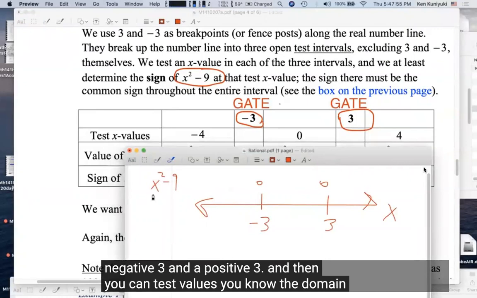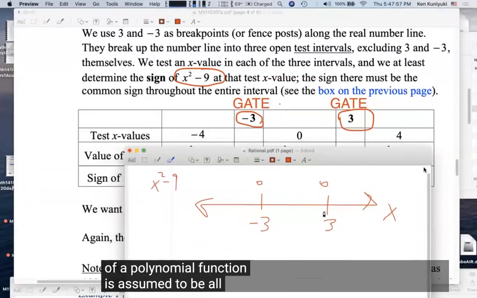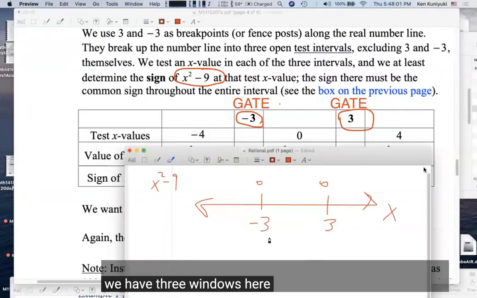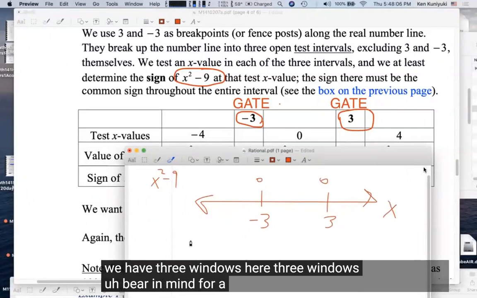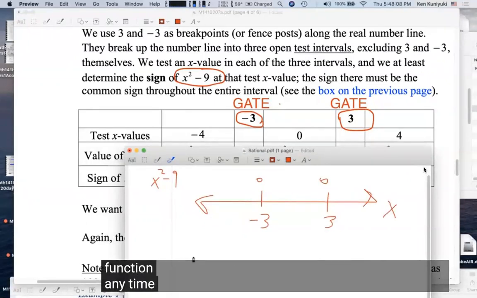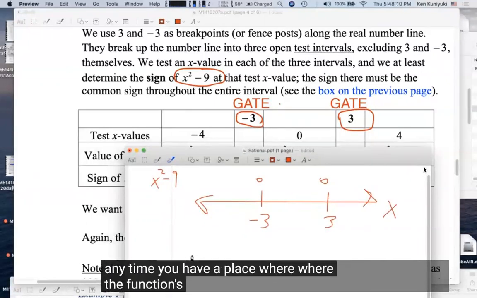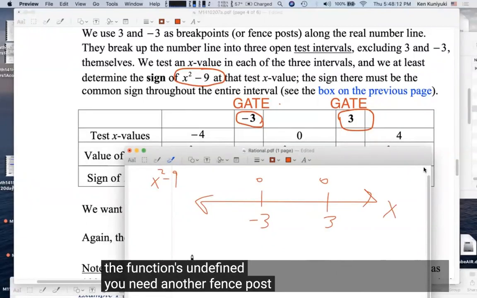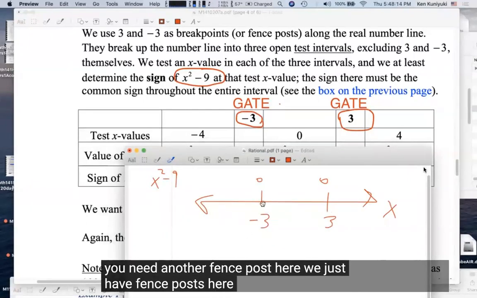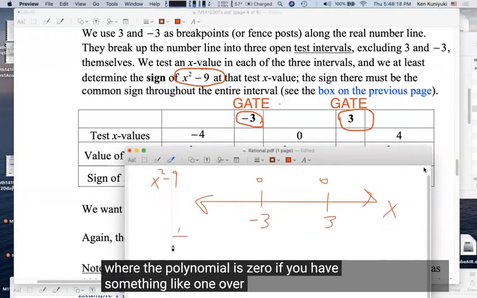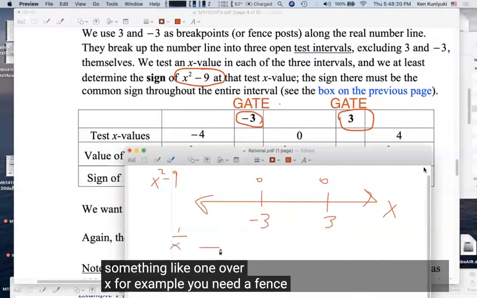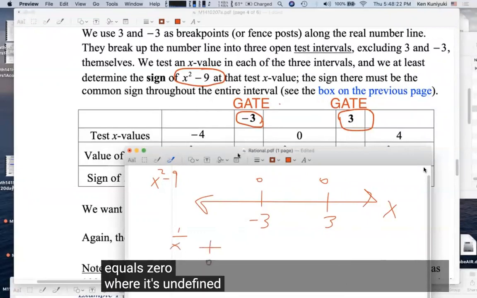You know the domain of a polynomial function is assumed to be all reals. We have 3 windows here. Bear in mind, for a general rational function, anytime you have a place where the function is undefined, you need another fence post. Here, we just have fence posts where the polynomial is 0. If you have something like 1 over x, for example, you need a fence post at x equals 0, where it's undefined.